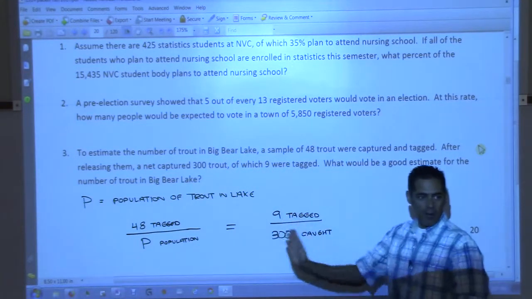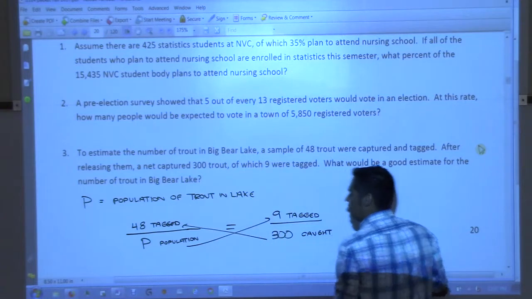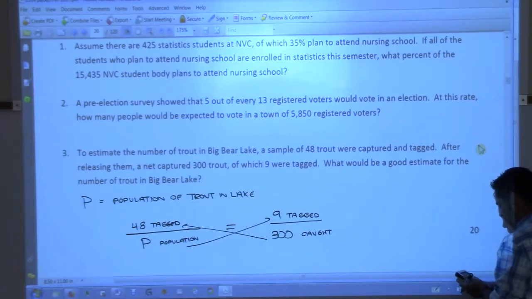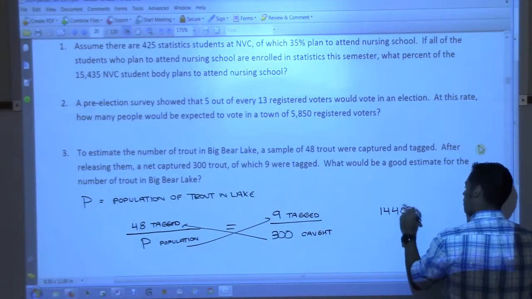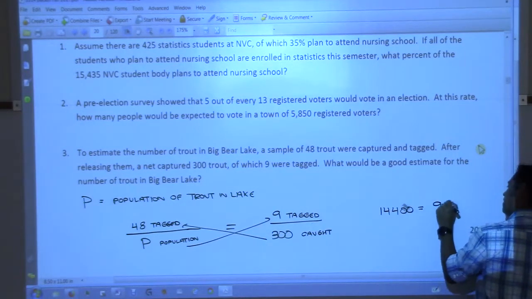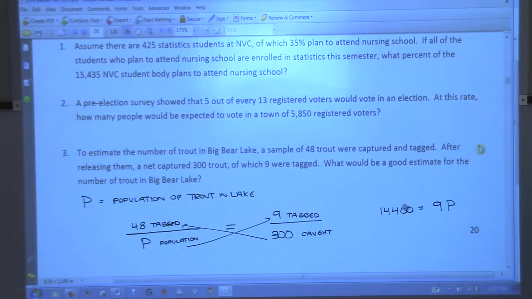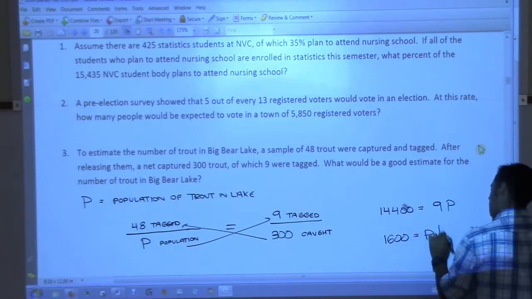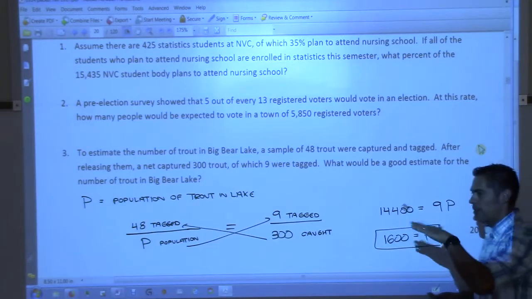We can cross multiply. You can do 300 times 48, and then P times 9. And what you would get is 48 times 300, which is 14,400, equals 9 times P, so 9P. Then divide both sides by 9. P is 1,600. So we can estimate the population of trout in this lake to be 1,600 trout. Estimate.